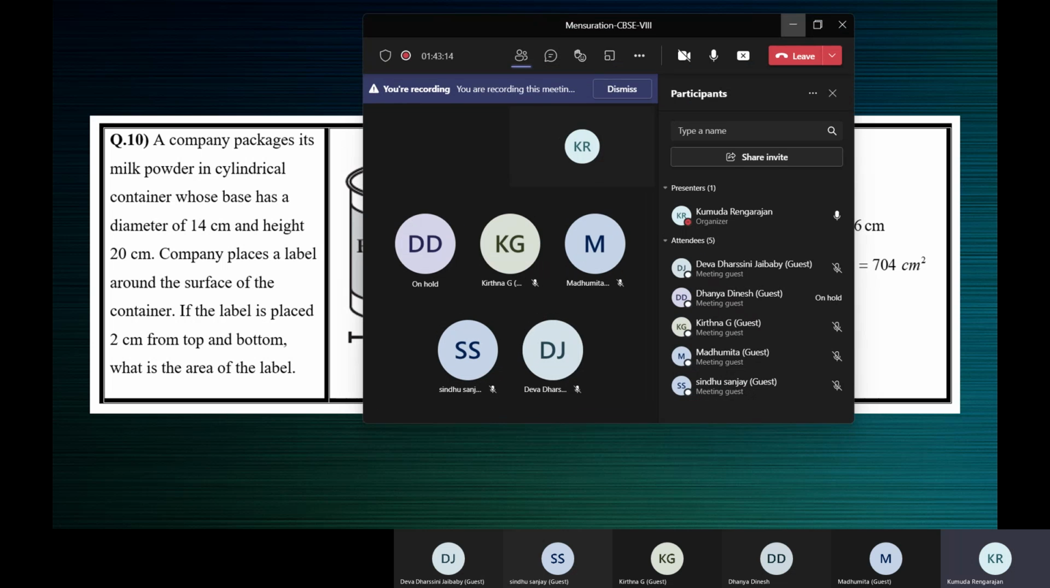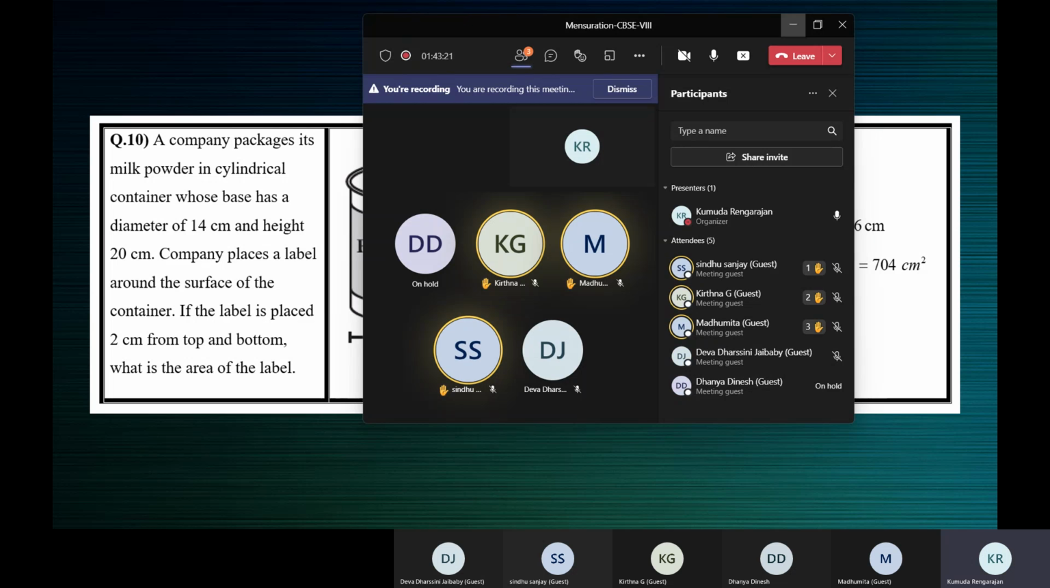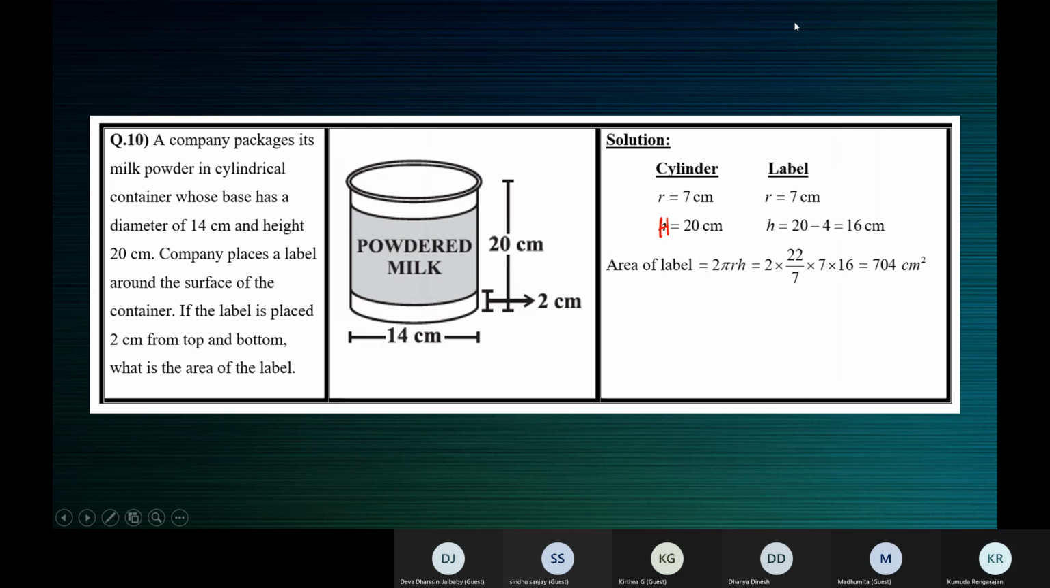Class, use the emoji. Raise your hand. Sindhu and Sanjay, Keertana, Madhumita. What about Devadarshini? No response. Divya. Oh, sorry, Danya is on board. All right. I hope all of you finished writing. Finished writing, children? Yes, ma'am.